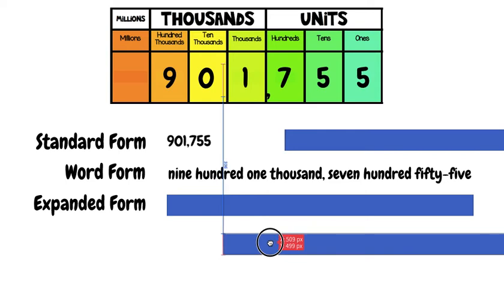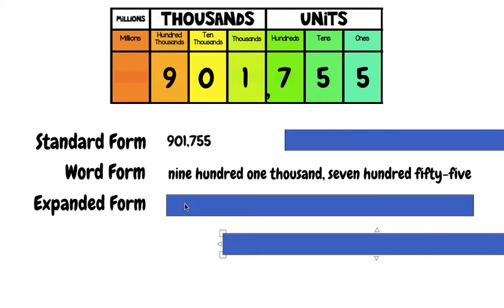Okay, so if you wrote this correctly in word form, we should have stated 901,000. We don't use the word and, so if you wrote the word and in here, take it out because we'll talk about that later on this year about how the word and represents a decimal. So we have 901,755.